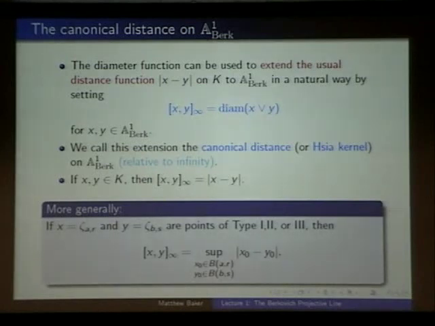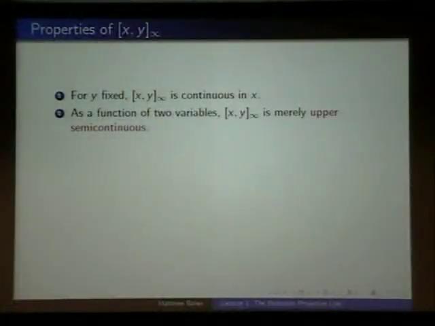Intuitively, you're taking the sup among all representative points in one disk and all representative points in the other of the difference. So what is the canonical distance between two disks? It's the maximum distance between points of one disk and points of the other disk. So in particular, the canonical distance from a disk to itself is just the diameter of that disk. It's not 0. So the canonical distance is not actually a distance. It's not a metric. So it's admittedly bad terminology.